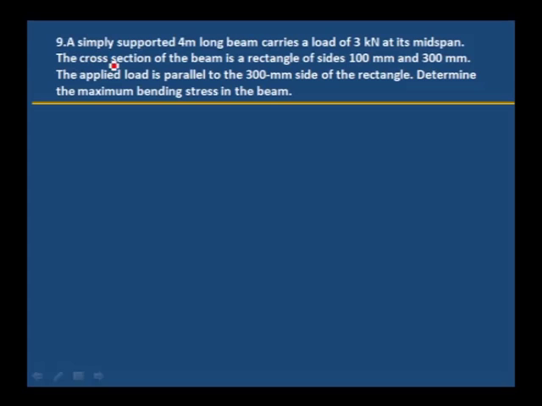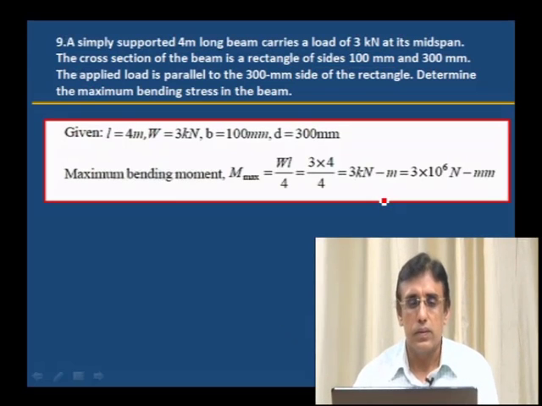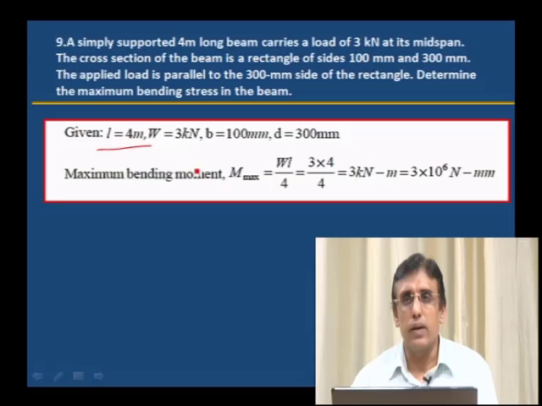Now the next problem: a simply supported beam 4 meter long, the span is 4 meter, and it carries a 3 kilonewton central point load at the mid span. The cross section of the beam is a rectangle, 100 mm wide and 300 mm deep. Okay, these are the details given. Span is 4 meter, load is 3 kilonewton, width is 100 mm, depth is 300 mm.